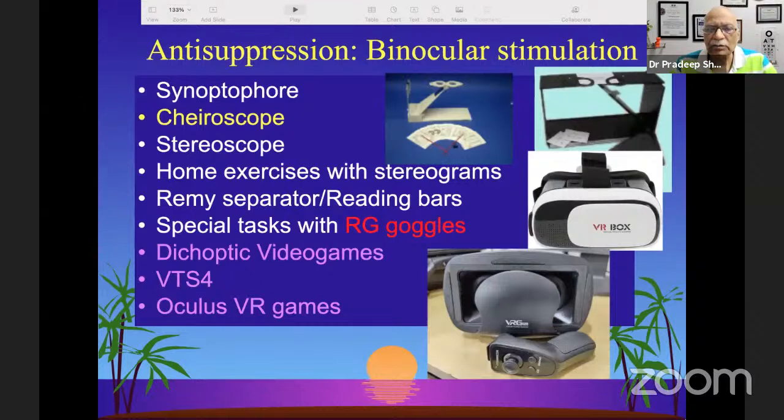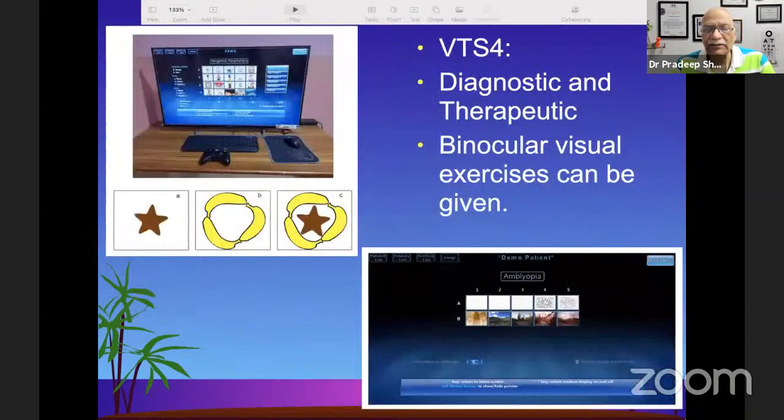Anti-suppression or binocular stimulation has been done since age-old times, earlier by synoptophore and chiroscopes, or by using stereoscopes or stereograms, as most optometrists and orthoptists would be aware. Earlier, we were using Remy separators for anti-suppression. Nowadays, with technology improving, we are using dichoptic video games, the VTS4 machine, or the Oculus VR games, using a mobile fitted into this Oculus and improving the visual acuity.